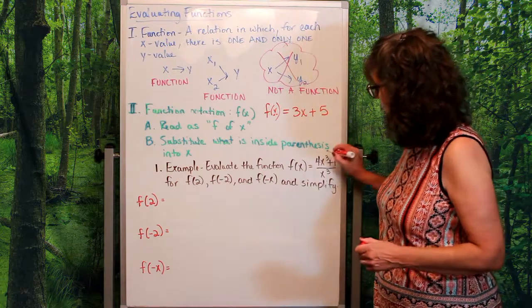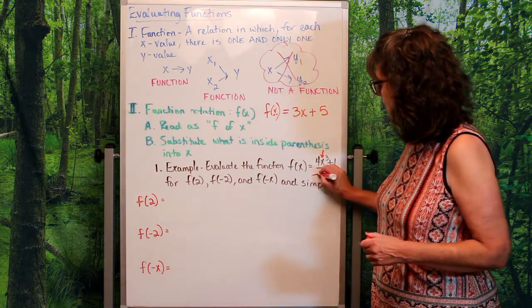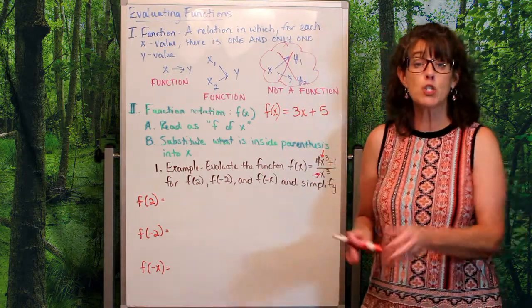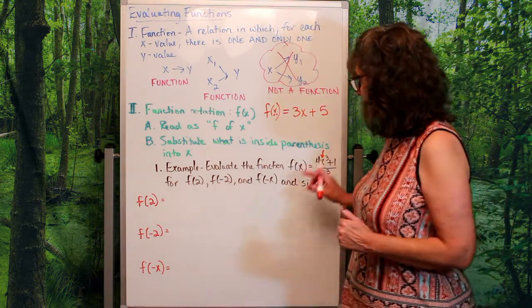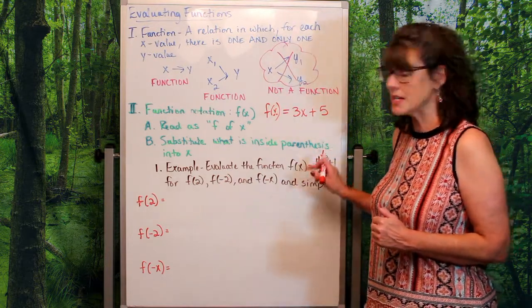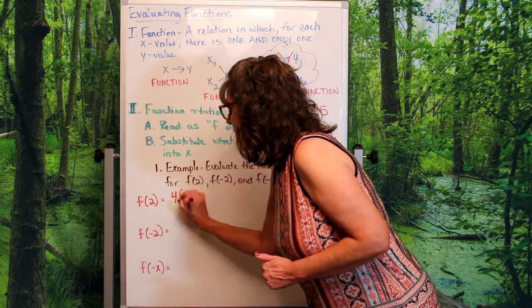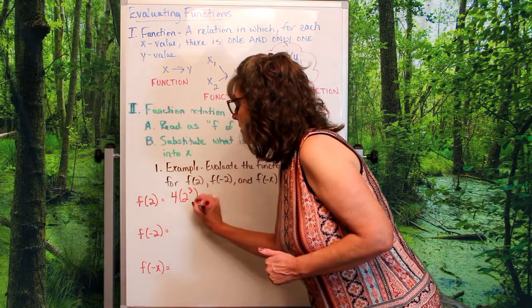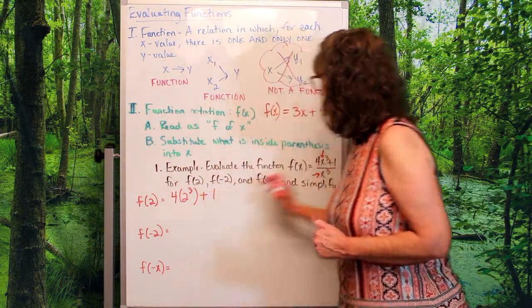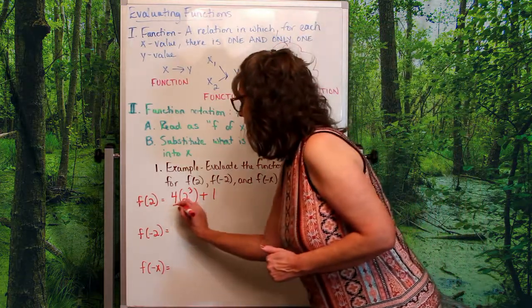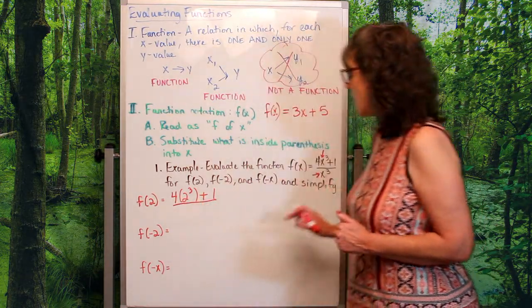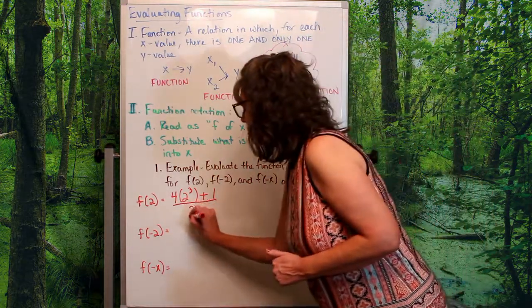Well, I see an x right here, and I see an x right here. So I'm going to put a 2 in that place. So where it was 4 times x to the third, it'll be 4 times 2 to the third. And then I'm going to add the 1 that you see right here, and I'm going to divide it by x to the third. But that x to the third is now going to be 2 to the third.